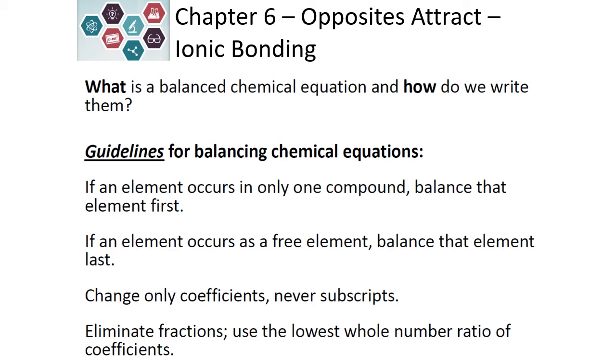And we want to eliminate fractions. It has to be the lowest whole number ratio for our coefficients. So you will not see fractions in front of our balanced chemical reaction. So again, these are guidelines, not rules, but it does help you to balance the reactions a little more efficiently. And these actually probably would be rules because we cannot change the subscripts, and it does have to be a whole number ratio.